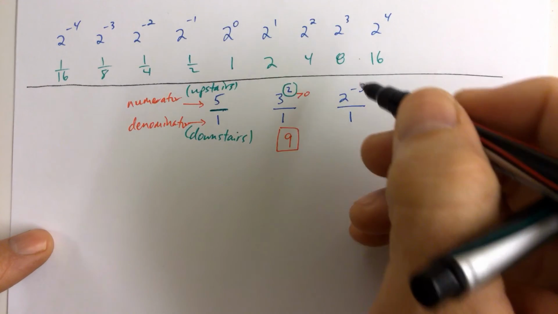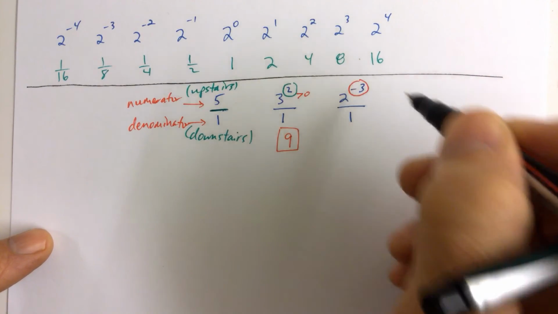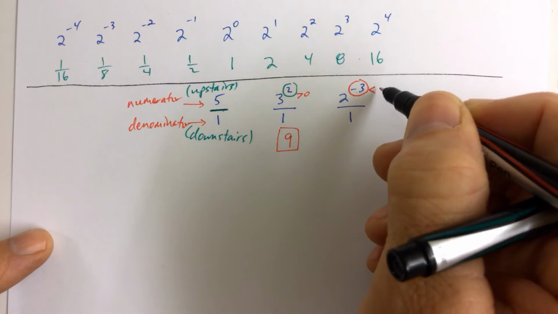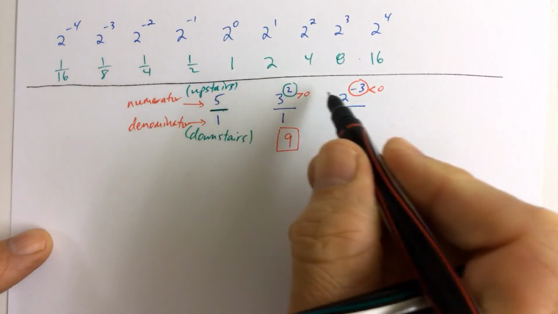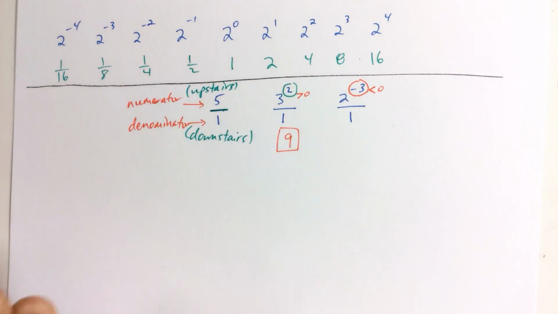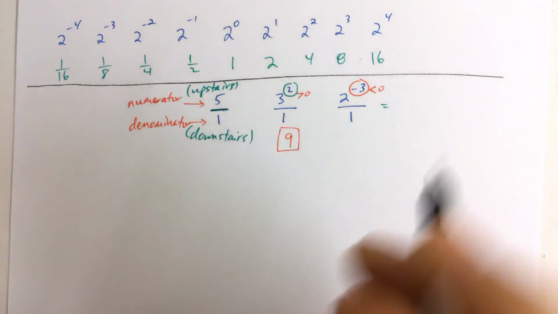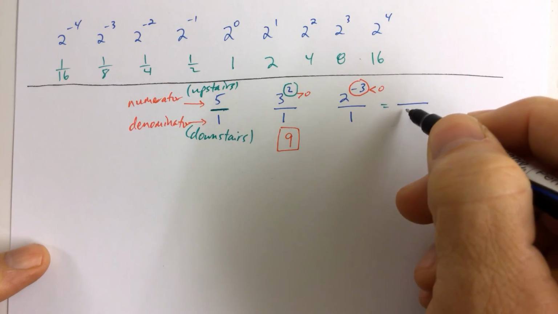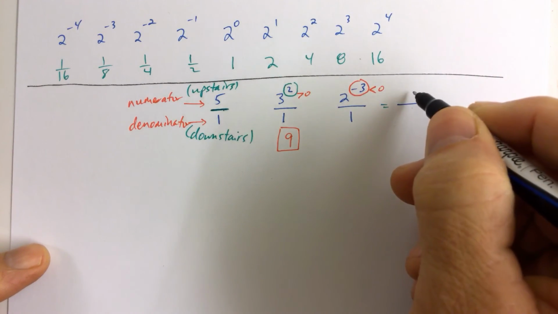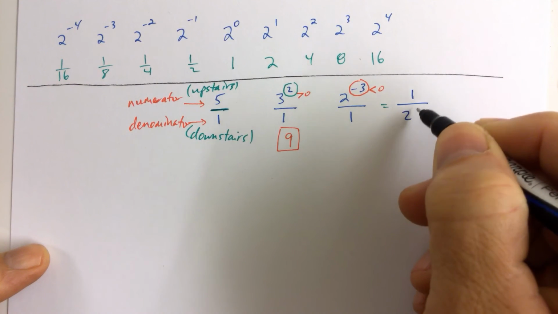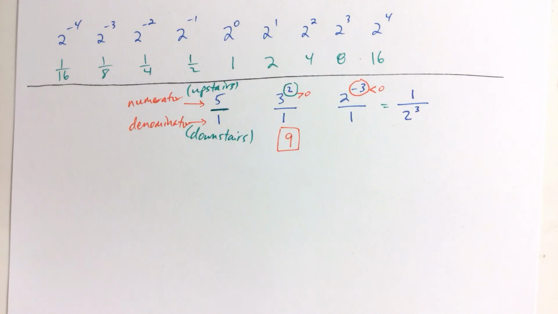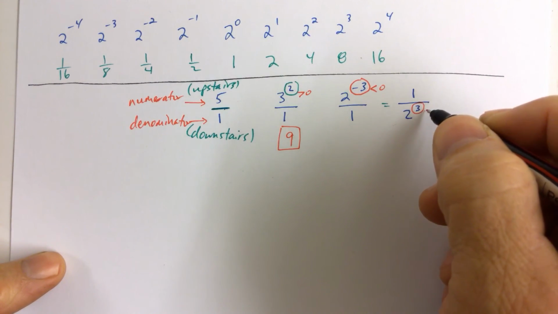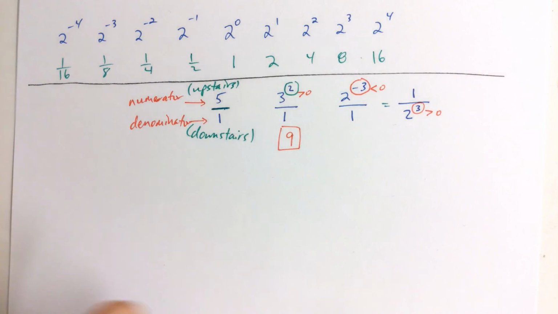So here's the deal. Here you have a negative exponent. You've got an exponent that is negative, and it's upstairs. So what you do is, when you have a negative exponent upstairs, you need to change it to a positive exponent, but you have to put it downstairs. So 2 to the negative 3 becomes 1 over 2 to the positive 3. So in other words, if an exponent is negative and it's upstairs, you move the exponent downstairs and make it positive.